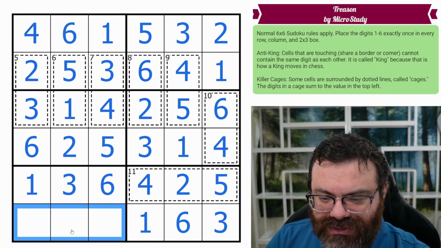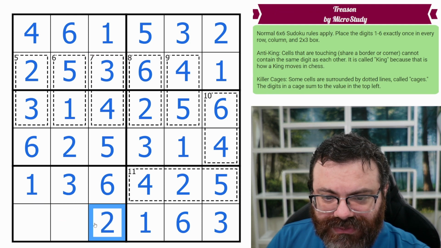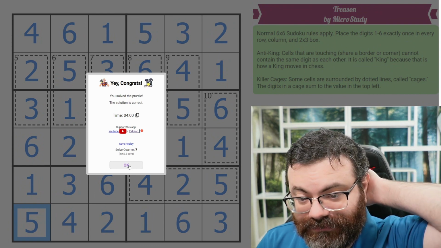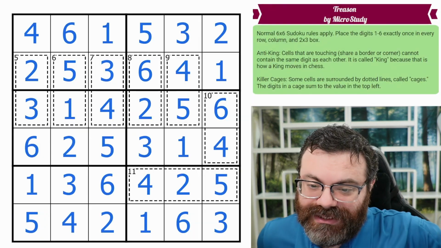And finally, we need 2, 4, and 5. The 2 goes here, the 4 goes here, the 5 goes there. Wow, exactly 4 minutes. Nice. Cool. That was a neat puzzle, MicroStudy.